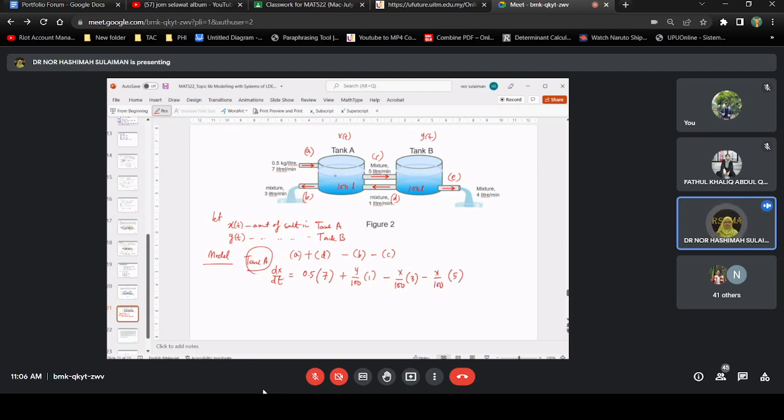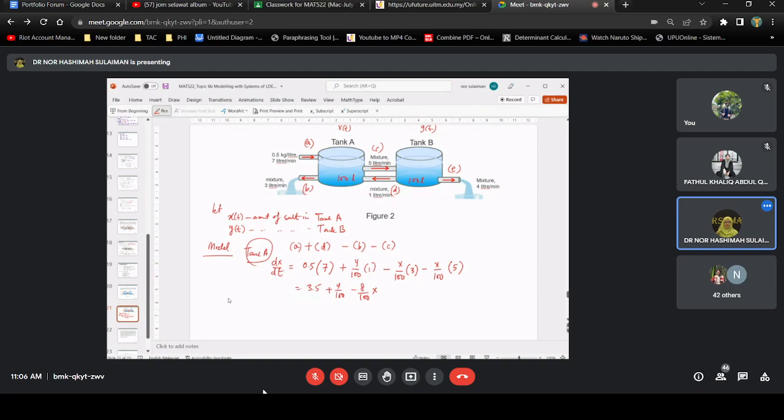Okay, so you can actually simplify this one. You have 3.5 plus Y over 100, and here you have minus 8, right, over 100 X. Okay, kalau you nak ringkaskan pun lagi pun boleh ni. 8 per 100 jadi apa? 4 kali 2 jadi 8, 4 kali 25 jadi 100, 2 per 25. Boleh je. Okay, boleh faham? Faham.